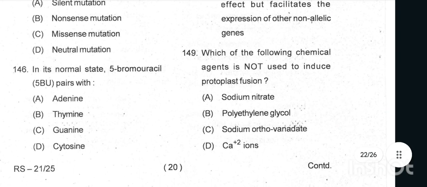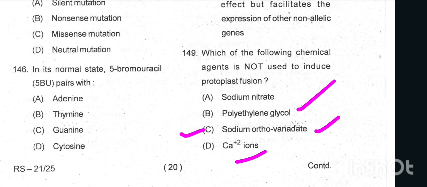Which of the following chemical agents is not used to induce protoplast fusion? Sodium nitrate, polyethylene glycol, and calcium ion are all used in protoplast fusion, but sodium orthovanadate, actually I have not read anywhere that sodium orthovanadate is used to induce protoplast fusion. So I think option C here is the correct one. Sodium orthovanadate is not used to induce protoplast fusion.